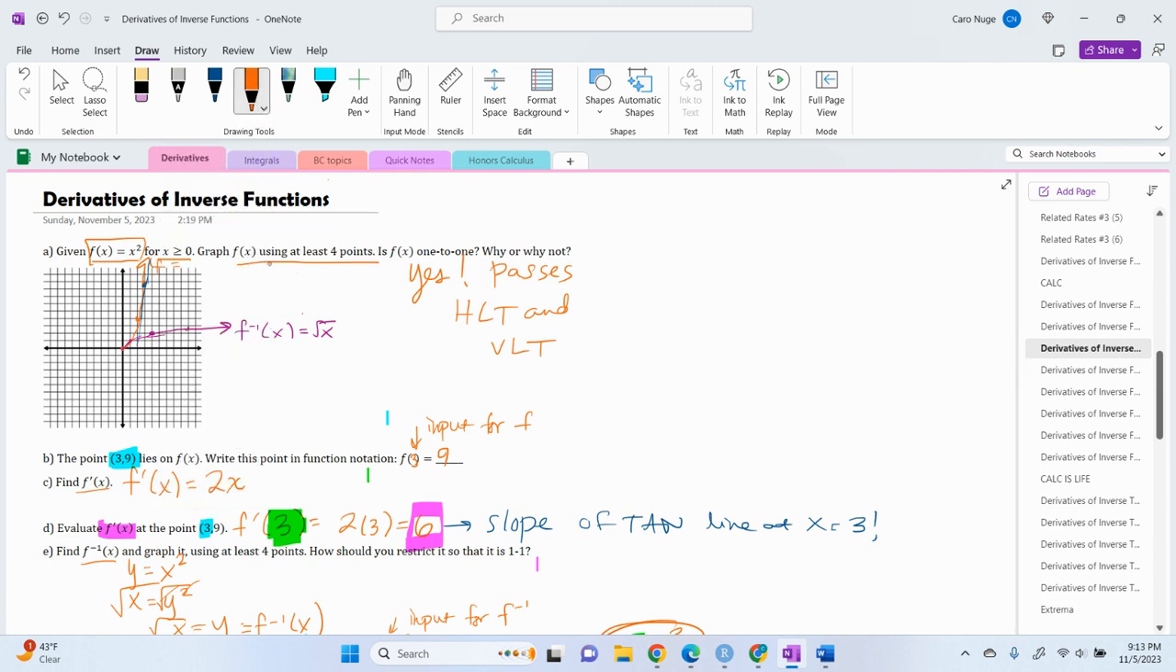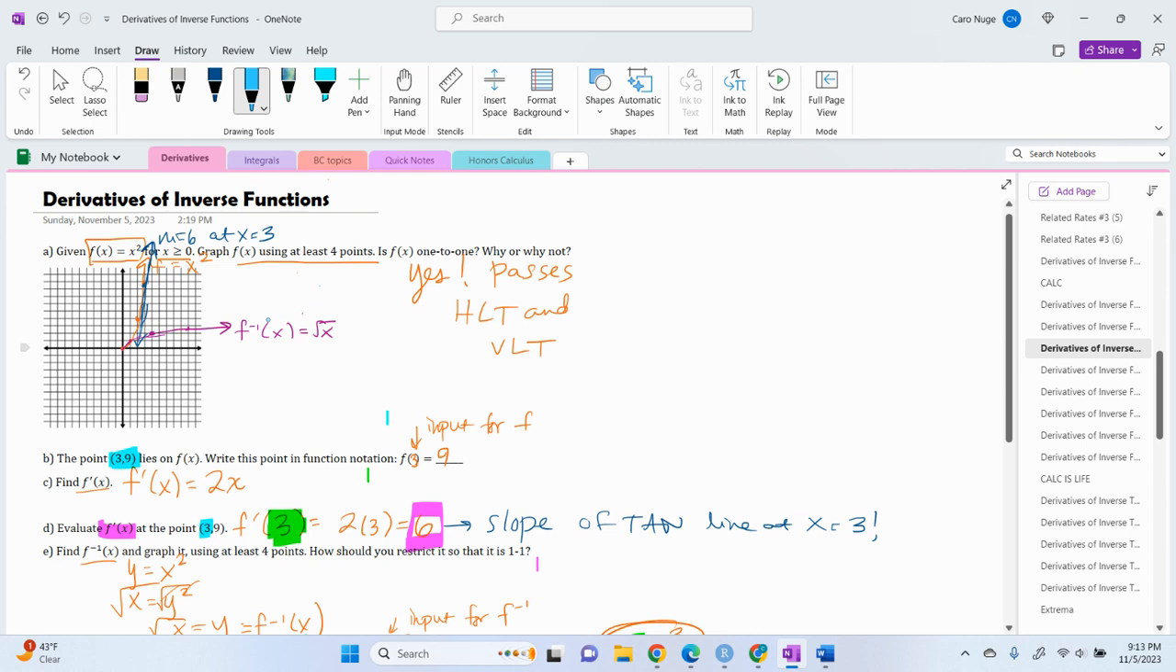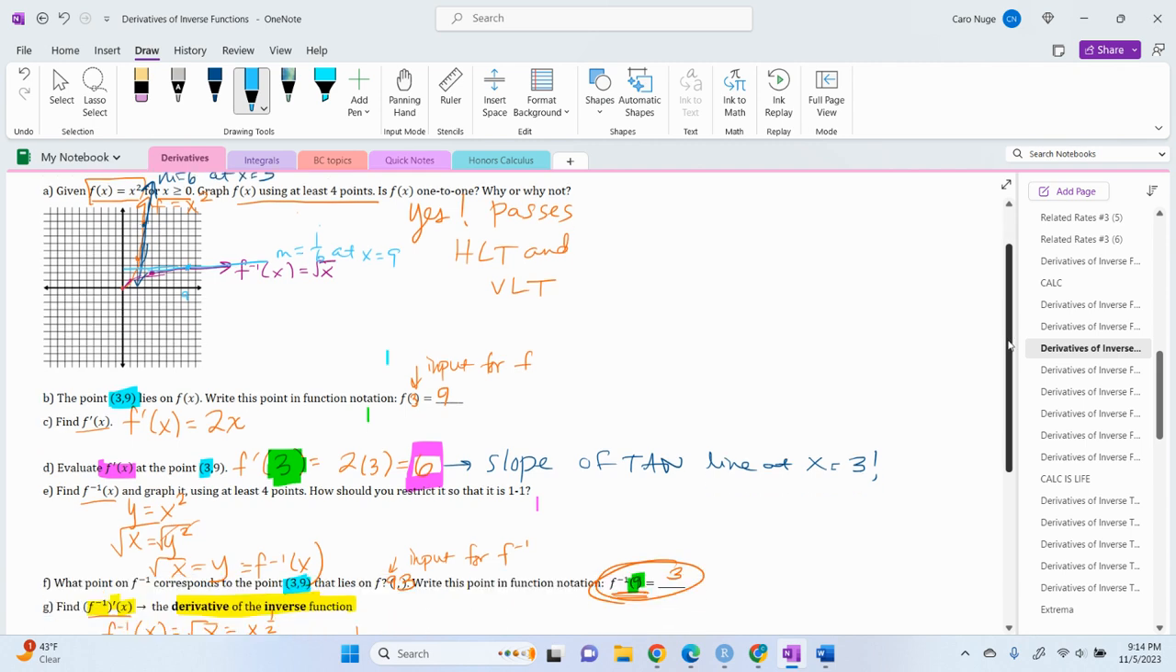And this was f, which was x squared. Okay, so the slope of the original at 3 was 6. M equals 6 at x equals 3. And what we just found was that the slope at 9 right here is 1/6. So see how shallow that is? So m equals 1/6 at x equals 9.